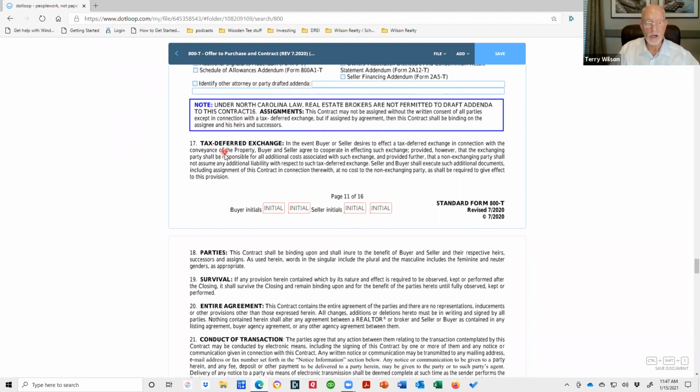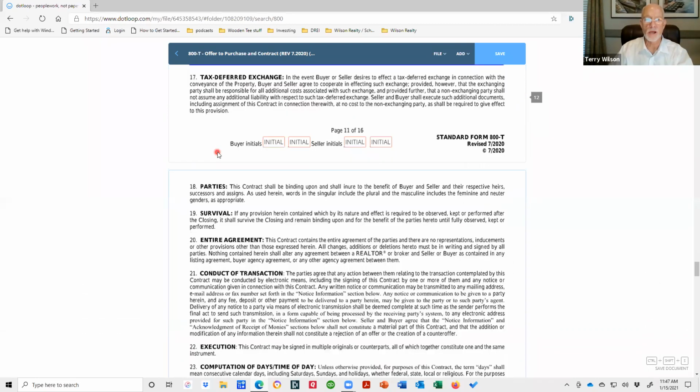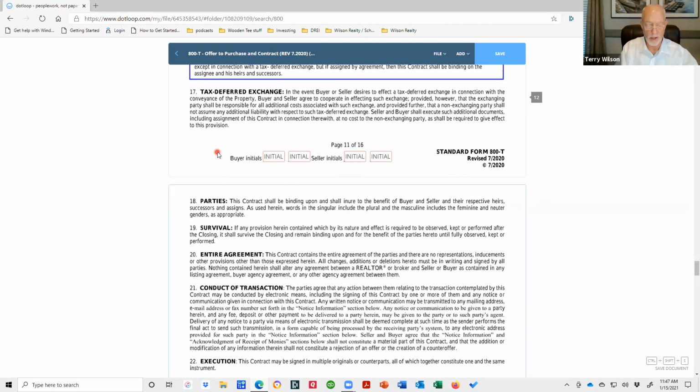Tax deferred exchange. If the buyer is doing a tax deferred exchange, or the seller for that matter, then you would want to make note of that. Again, I doubt you'll ever see that, but you could. If you're going to see it, you'd probably see it on the buyer side, where the buyer sold the property and now they want to buy a property to build, and they're rolling the funds into that, and they want to avoid paying taxes. Now they want to defer, so they're going to do a 1031 tax deferred exchange.